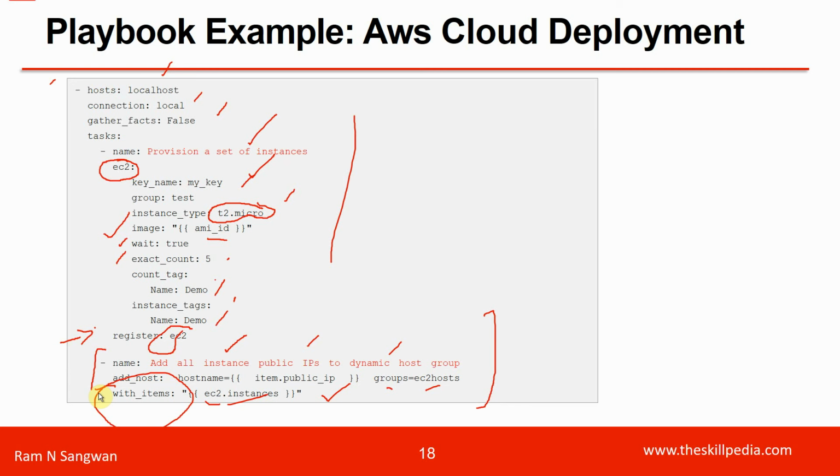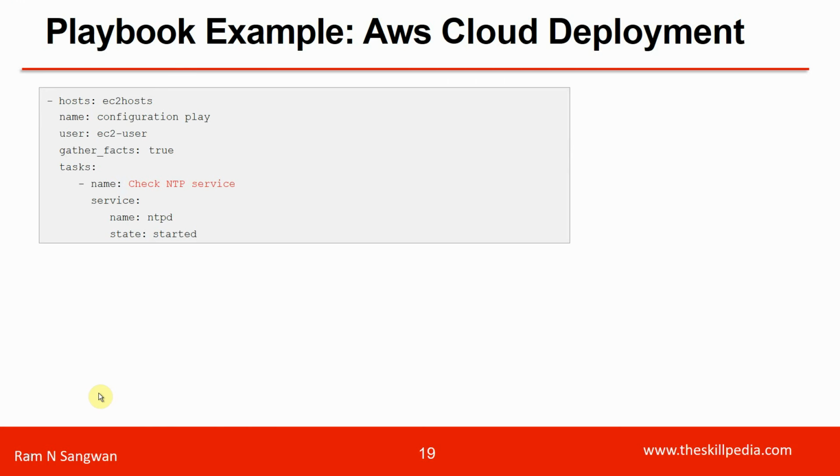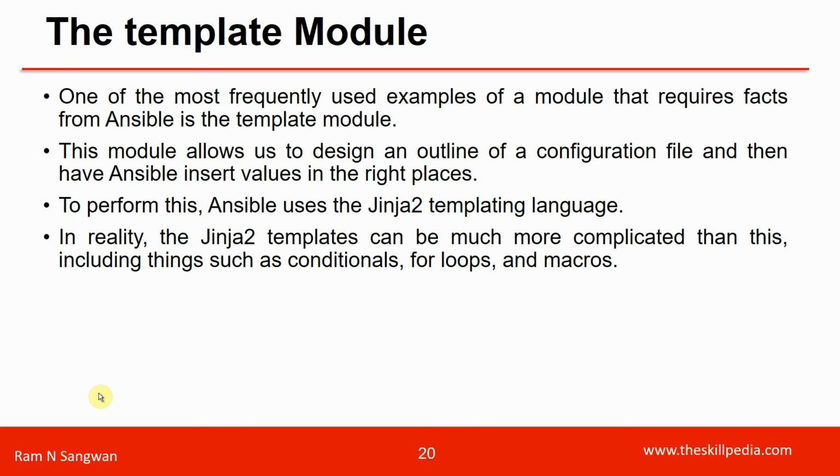So this is another example of a playbook which is not complete though, because I see some of the variables used but not defined, and no mention of the variables in the playbook. But yes, a section of the playbook is relevant and important to understand. Then host EC2 hosts, configuration play, user is EC2 user, gather facts true, task is check if NTP server is available, and this is the service defined. So this is one example of a playbook where you can deploy an instance on the AWS cloud. Then we have a very important module called template.